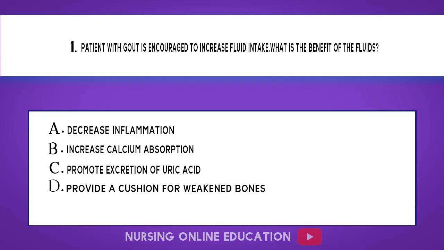1. A patient with gout is encouraged to increase fluid intake. What is the benefit of the fluids? A. Decrease inflammation. B. Increase calcium absorption. C. Promote excretion of uric acid. D. Provide a cushion for weakened bones. The answer is option C. Promote excretion of uric acid.